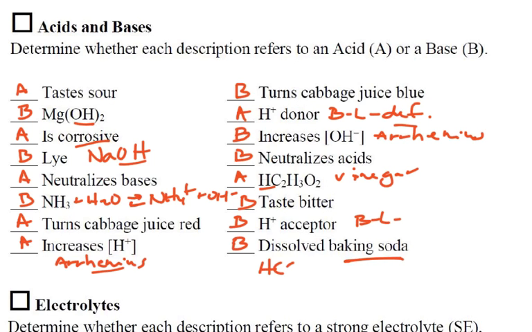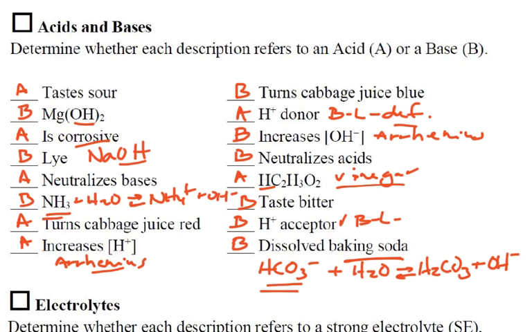It's HCO3-. When you mix it with water, it accepts an H+, and it becomes H2CO3 and OH-. So those are the answers for acids and bases, and it does pick out a couple little things you have to remember. Remember that NH3 is a base, HCO3- is a base, and those are two things that we tested. Remember that acetic acid is vinegar, that's a weak acid, and that lye is sodium hydroxide. So those little tidbits you need to have in your brain as well.